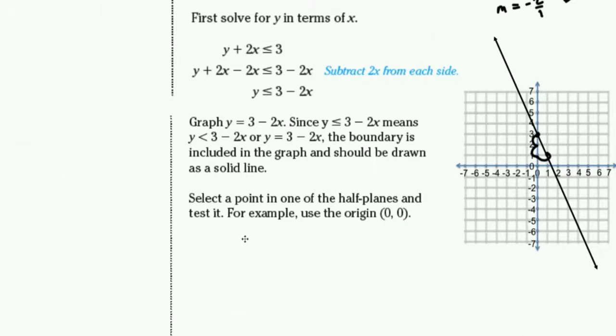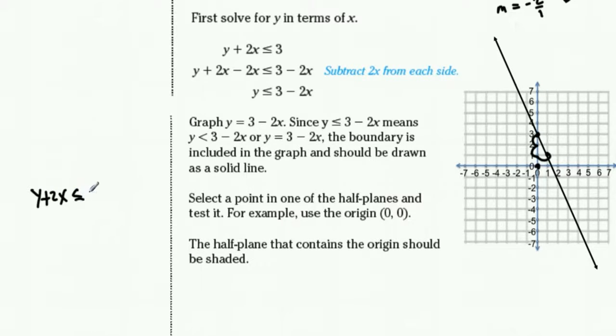So if we use (0, 0) as our test point, which is right here on the left side of our boundary, the half plane that contains the origin should be shaded. Why is that? Because if we substitute the point (0, 0) into our inequality, y plus 2x less than or equal to 3, it becomes 0 plus 2 times 0 is less than or equal to 3. If you notice, 0 is less than or equal to 3, which makes the inequality true.